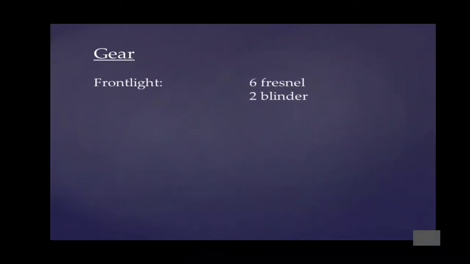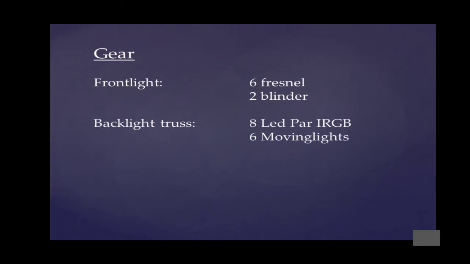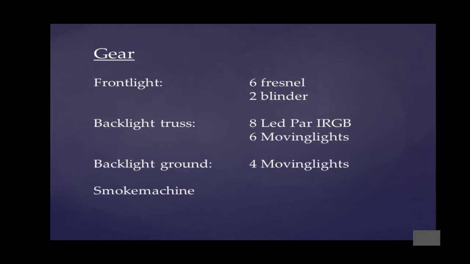We got some front lights, 6 Fresnels and 2 blinders. Then in the back truss, 8 LED bars with intensity red, green and blue, and also 6 moving lights. And another 4 moving lights as crowns, and another 4 moving lights as floors. And of course, a smoke machine.